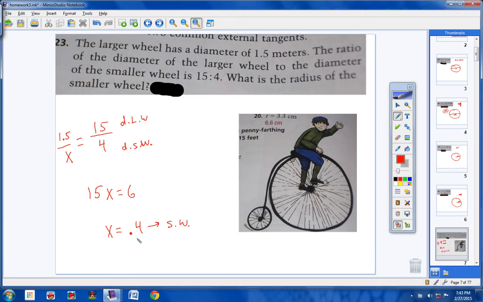Sorry about that. Okay, if 0.4 is the diameter of the smaller wheel, then how do I find the radius? Divide it. 0.4 divided by 2. Because if you have a diameter and you want to find the radius, then you just cut it in half. So if you do that correctly, you're going to get 0.2. So the radius of the smaller wheel is going to be 0.2 meters.